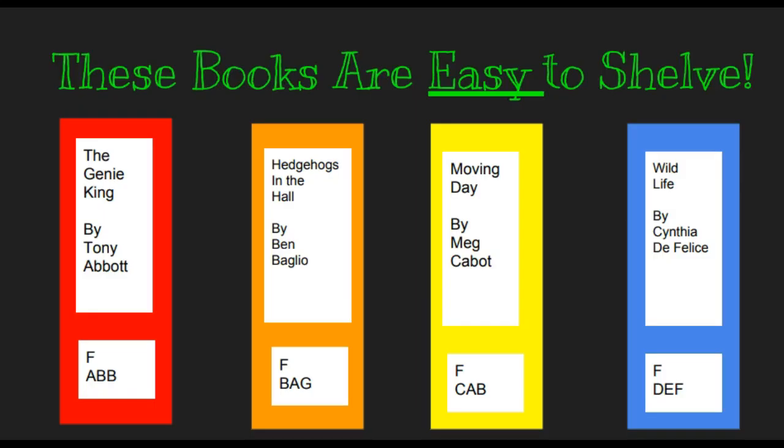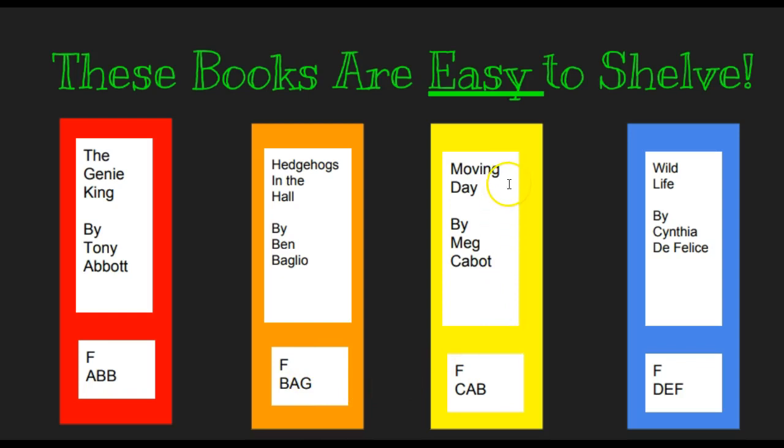This is a typical shelf in the Media Center. Let's look at these books. The first book is The Genie King by Tony Abbott. The spine label or address for this book is F for fiction, ABB for Abbott. The next book is Hedgehogs in the Hall by Ben Baglio. The address for this book is F for fiction, BAG for Baglio.